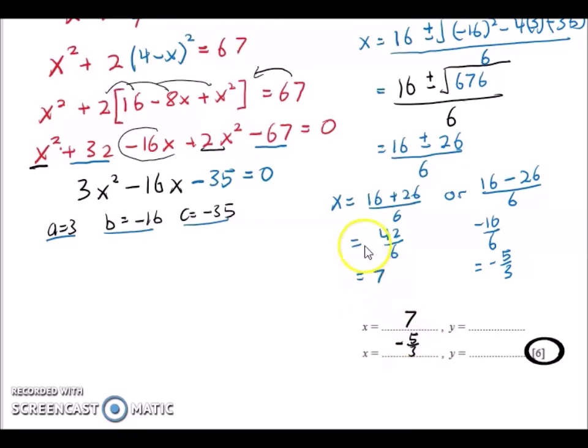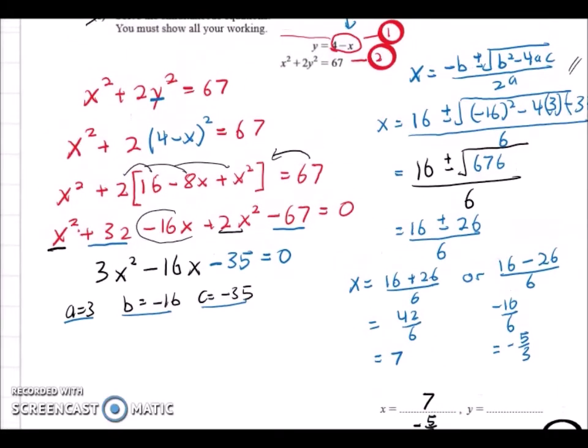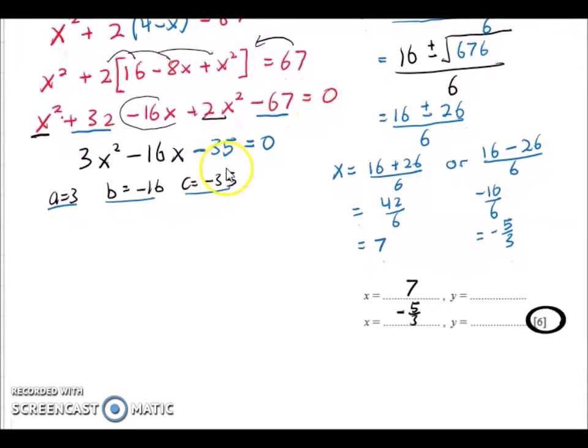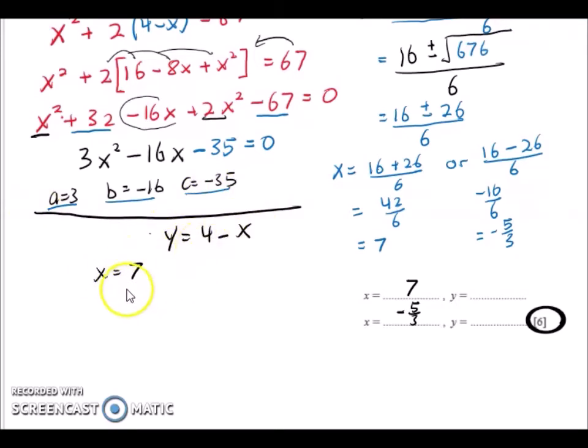And then these values we have to substitute into the first equation here, y equals to 4 minus x. Okay, so here we can put a line here, y equals to 4 minus x. If x is 7, we substitute here, we'll be getting y equals to 4 minus 7. We just substitute in this x, so we'll be getting negative 3. So we place here negative 3, and then the same thing we do for the other one, 4 minus negative 5 over 3.